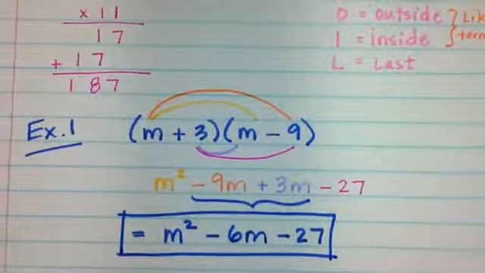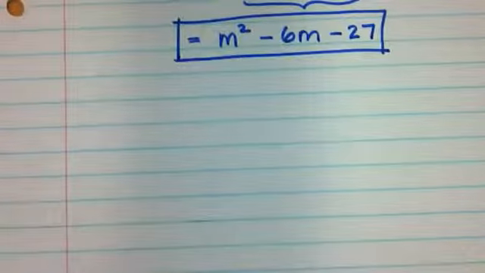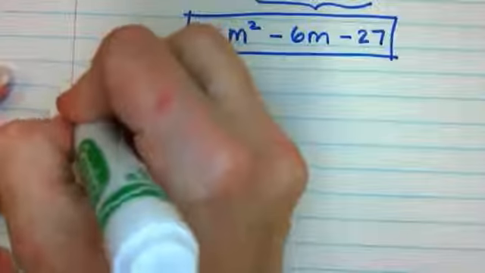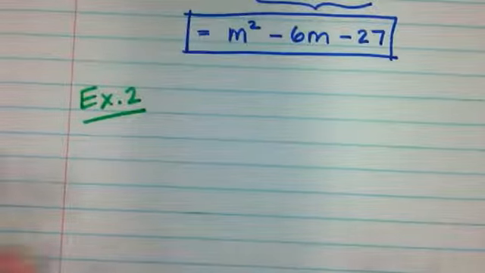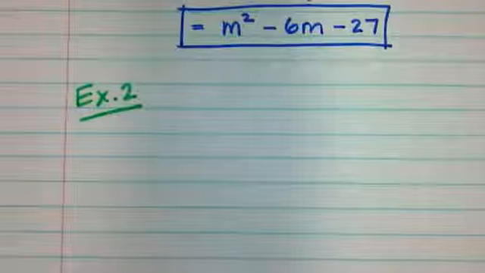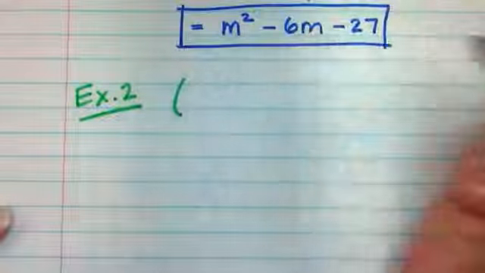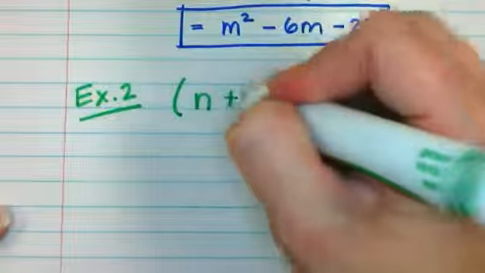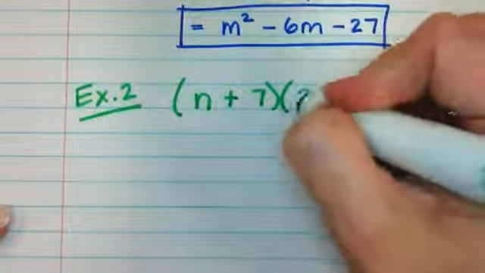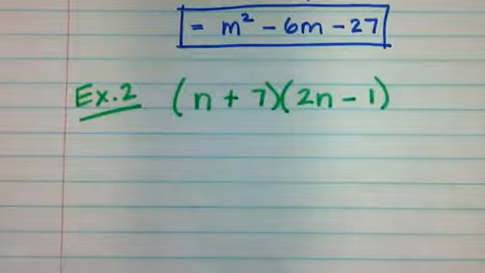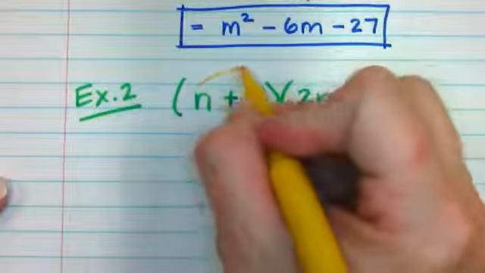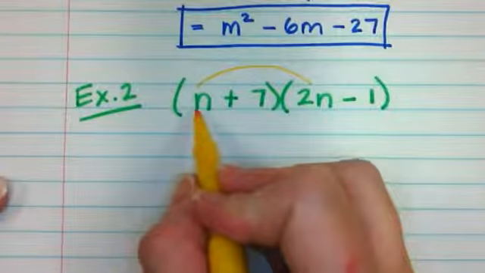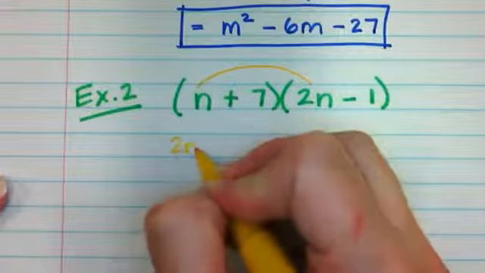All right, let's try another one. The only thing that would make this more complicated would be if you have larger numbers or exponents. Otherwise, the steps are the same for all of the questions. So on this example, let's do n plus 7 times 2n minus 1. First, we're going to multiply the first terms together. So n times 2n is 2n squared.